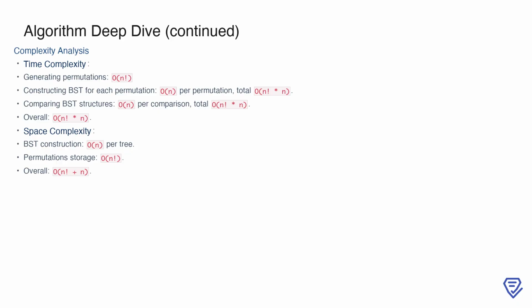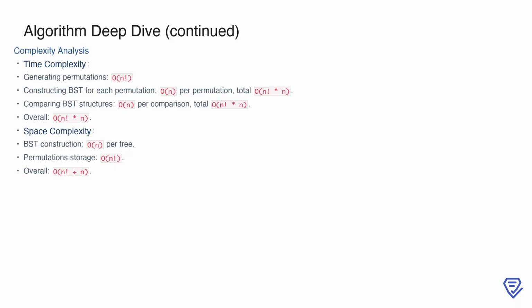Space-wise, constructing a BST requires O(n) memory for the tree itself, while storing all permutations requires O(n * n!) space. Therefore, the total space complexity is O(n) plus O(n * n!). While this brute force method is computationally intensive, it provides a clear understanding of the problem and can be used to verify results from more efficient algorithms. By exploring optimizations like pruning and dynamic programming, we can significantly reduce both time and space requirements for larger input sizes.